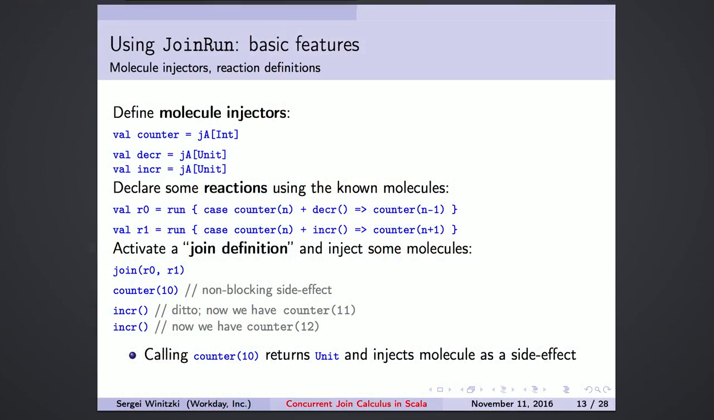Injecting is non-blocking. Reactions will start concurrently. So, for example, calling counter of 10, it will return immediately. It will return unit, but it will inject the molecule as a side effect concurrently. So the injection is not on the same thread usually as what you're doing here. So it's completely concurrent. Let me try to do some live coding here, although I just realized I'm holding the microphone.